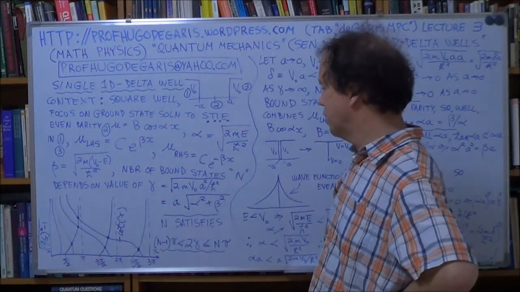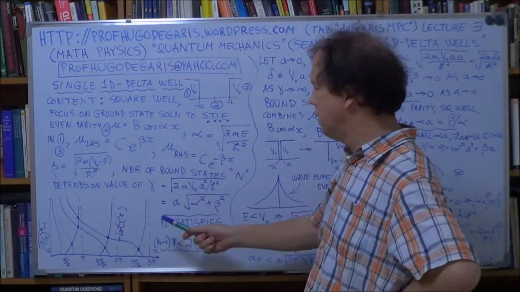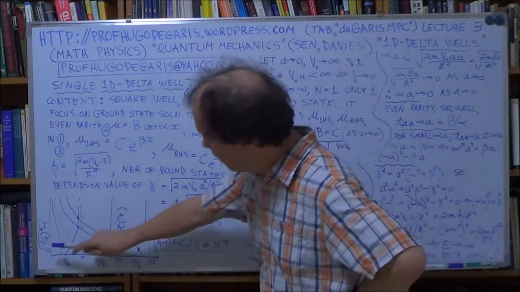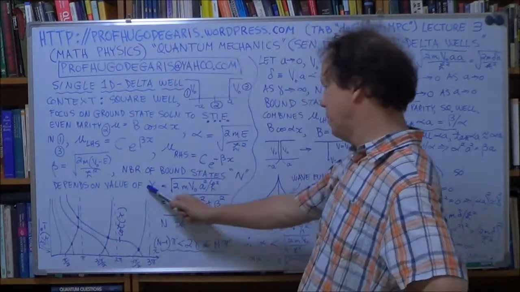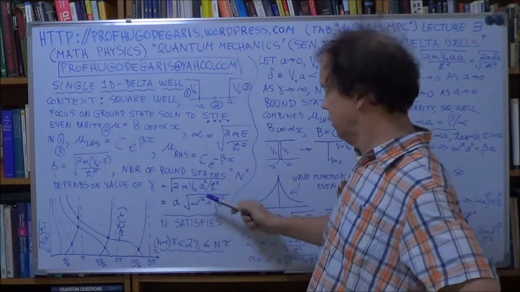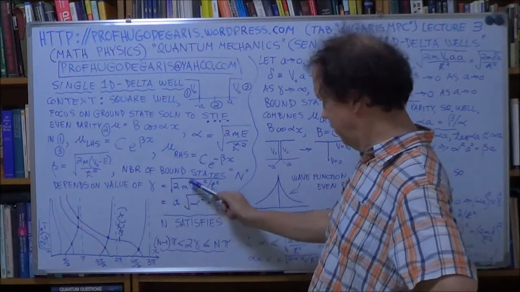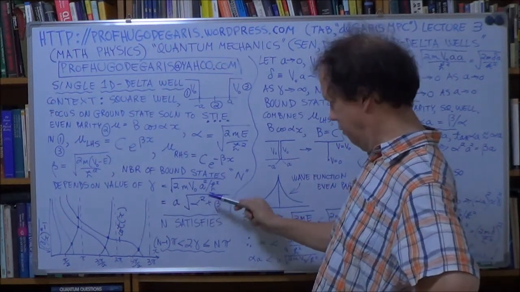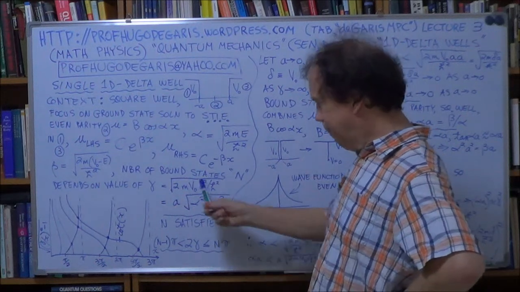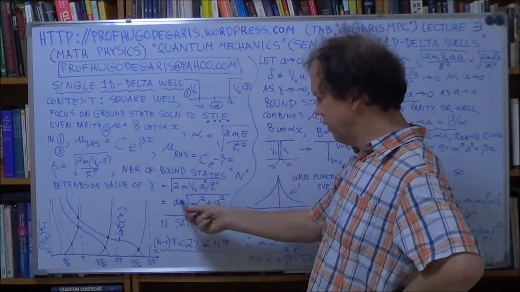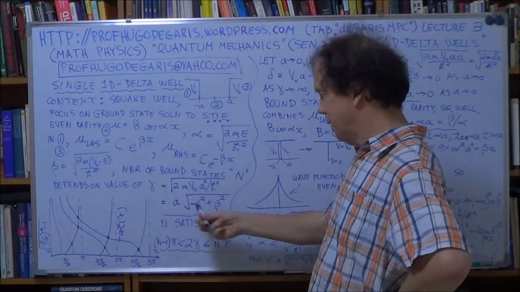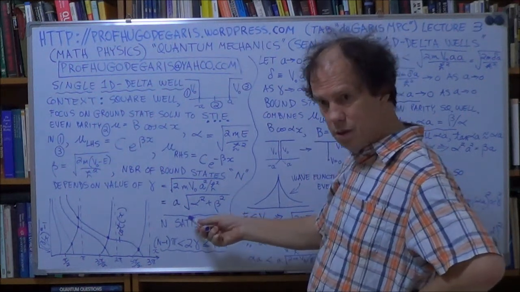Now, if you ask the question, how many for a given gamma, where's gamma? Gamma's defined here, so also revision, right? So square root of 2mV0 a squared over h bar squared. Now, this is new. You've not seen this before, but do it for homework. It's just algebra.